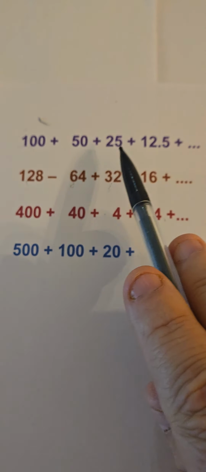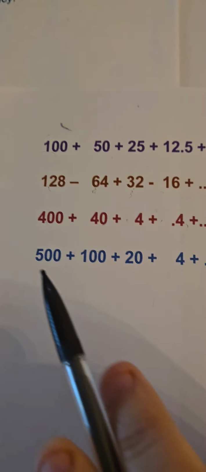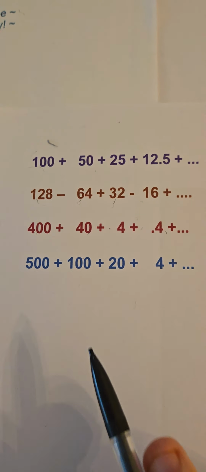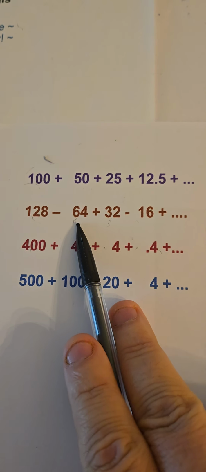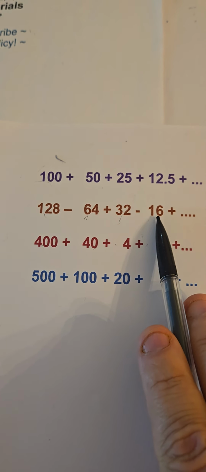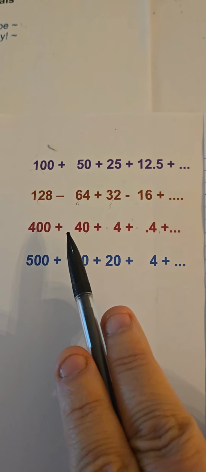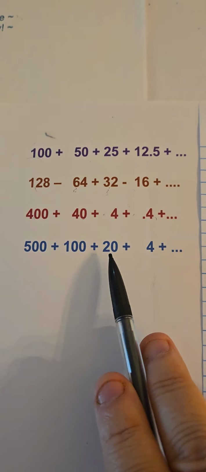What we have in front of us is 4 lists of numbers. And as you might realize, they are all geometric series based on what we learned in lesson 3. This one we're always multiplying by a half. This one we're always multiplying by minus a half. 128 times minus a half is 64, times minus a half is 32, 32 times minus a half is minus 16. Here we're multiplying by 1 over 10 or 0.1, and this one we're multiplying by a fifth between each term.